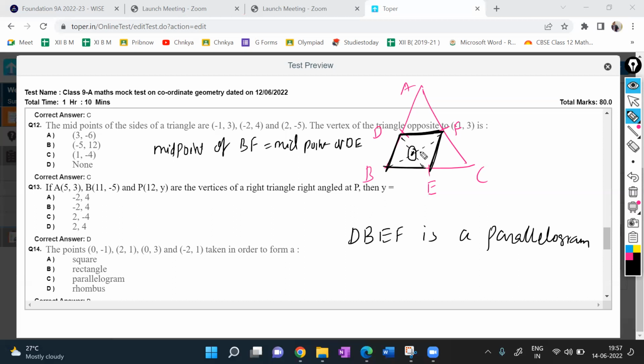Yes, sir. So midpoint of BF. So what is A given? Let us say that A is minus 1 comma 3. B is what? Minus 2 comma 4. And C is what? 2 comma minus 5. This is a very deep concept.